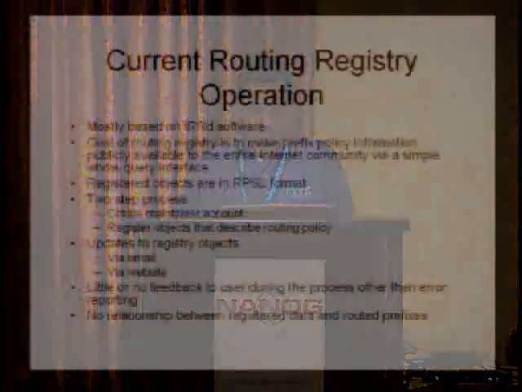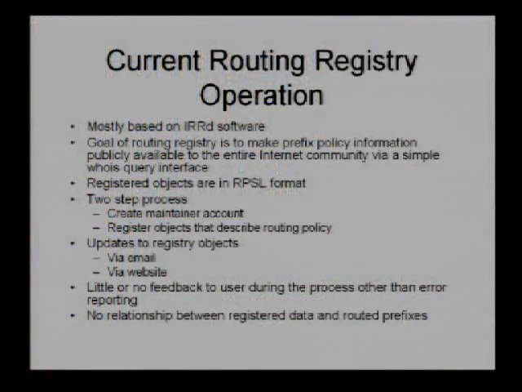Some quick background information about the RADB. It's based on the IRD software, which is available for free download, but the RADB service is more than that. What we're doing with the routing registry is making prefix policy information publicly available to the internet community. The registered objects are in RPSL format, which is a standard format. Up till now, the process of using the RADB has been that you create a maintainer account and register your route objects as a two-step process. Then if you need to update them, you send email to a specific email address in the right format, and it updates your route objects. Or you can go through a website and update your route objects that way.